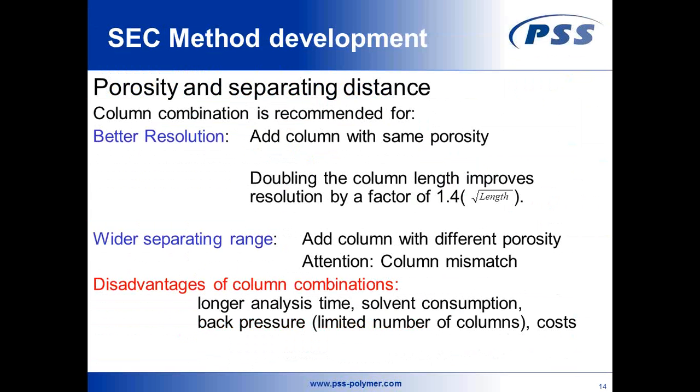The second step we could do to improve our resolution is not only use one column, but add a second or even a third column of the same porosity, for example, to the first one. If we do so, we will improve the resolution by the factor of 1.4, the square root of 2. So adding a second or third column would further improve your resolution, but the disadvantage will be that you have longer elution times or retention times to wait for your results.